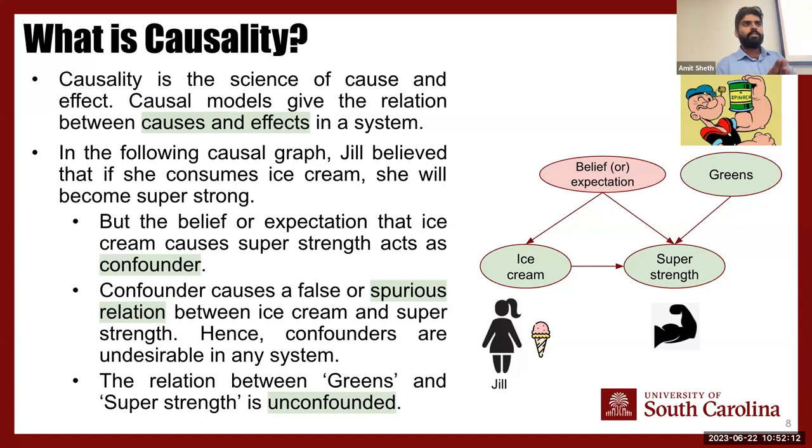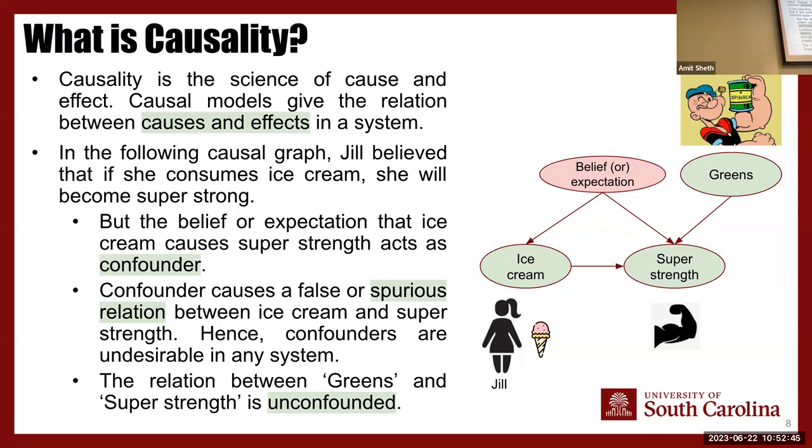So causality is just the science of cause and effect, and causal models give the relation between causes and effects in a system or an environment. In the example that we saw, Jill believed that if she consumes ice cream, she will become super strong. But there is a common cause for both ice cream and super strength called belief. Belief is what made them eat that ice cream, and belief is what made them think that they can become super strong by eating ice cream. So this is acting as a common cause for both these effects.